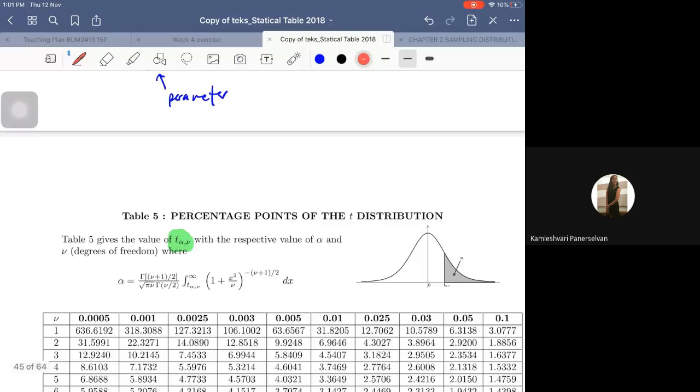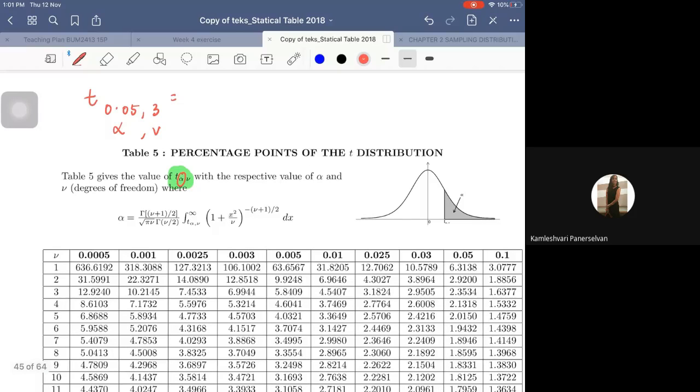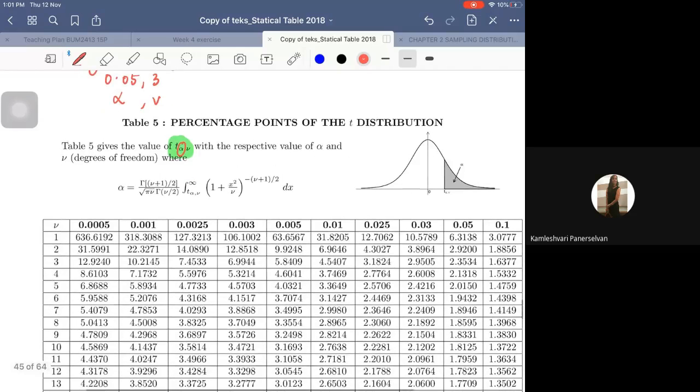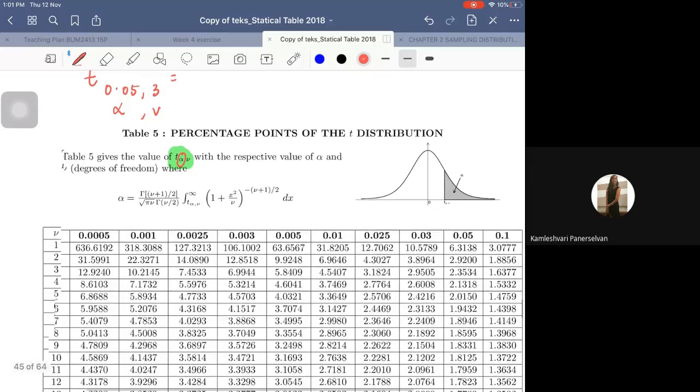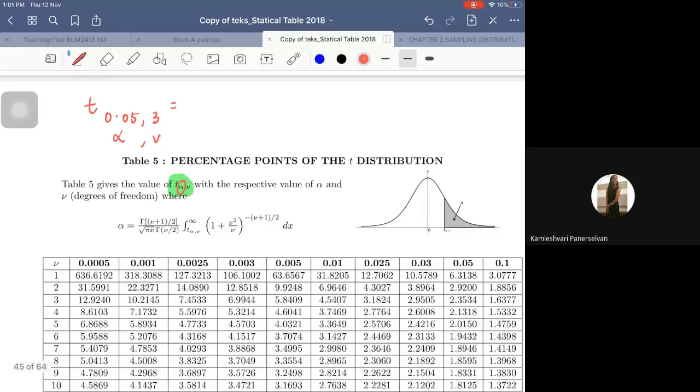So for example, I want to find T 0.05 with 3. I'm going to have two parameters. The first parameter is alpha. The second parameter stands for nu. That is why, if you have a look over here, we have two columns. The first column is going to be on the side. Let's have a look at the one at the top first. The one on the top is for the alpha value.